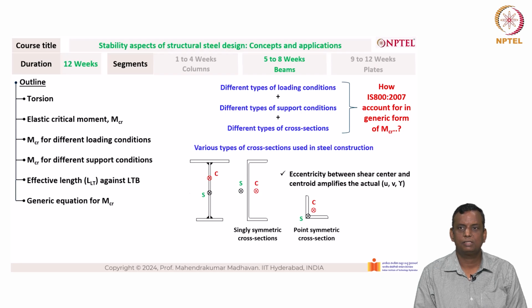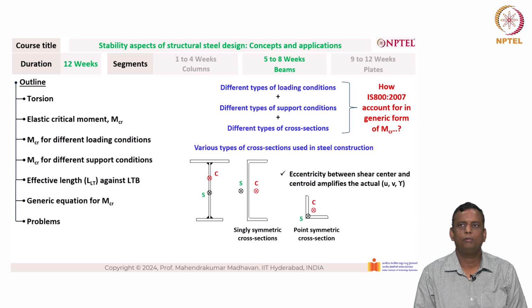The crux of this is that the eccentricity between the shear center and the centroid amplifies the actual U, V and gamma, which means that the larger the difference between the shear center and the centroid, the more is the displacement in U, which is lateral, V, vertical, as well as gamma, which is twist. We will also do some problems, and then we wind up beams. So we have completed 8 weeks now.